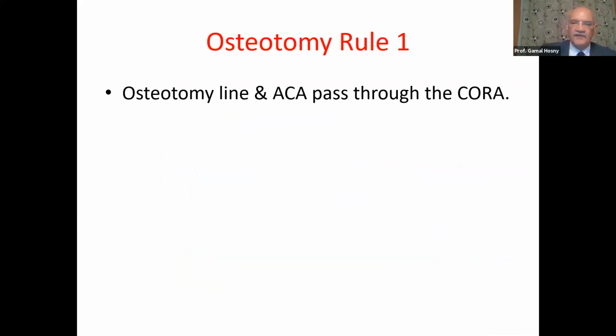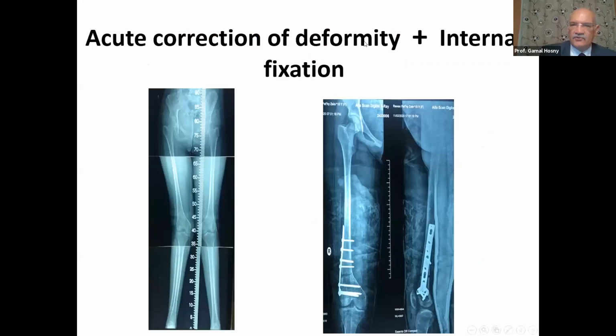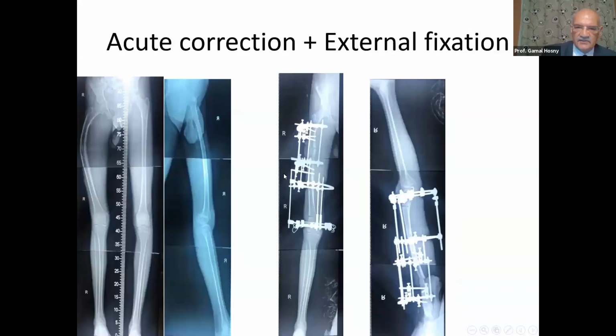Osteotomy rule number 1. If you have the 3 players on the same line, the osteotomy, the Cora, and ACA, that means this is osteotomy rule number 1. And this is an example. If you do acute correction of the deformity and the internal fixation, you do your osteotomy at the same site of the apex of the deformity, and you can put a plate, or you can put external fixation.